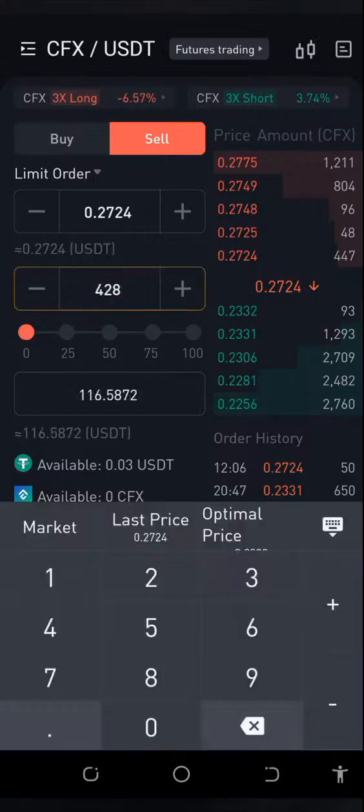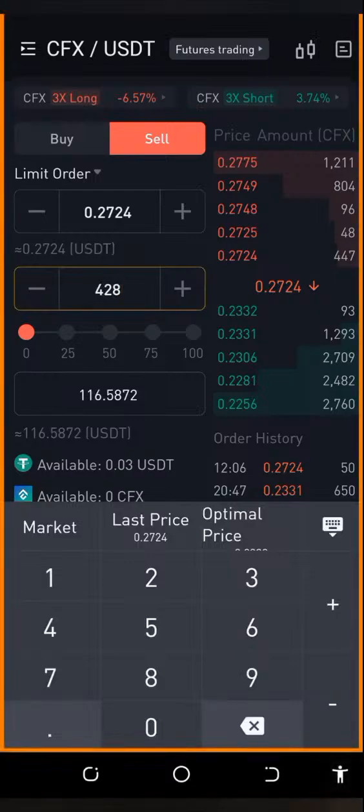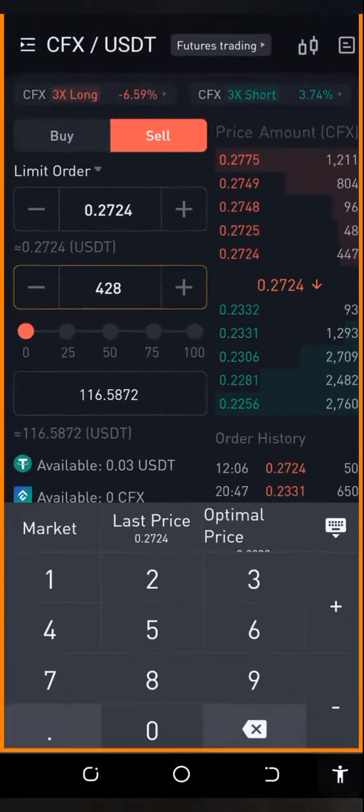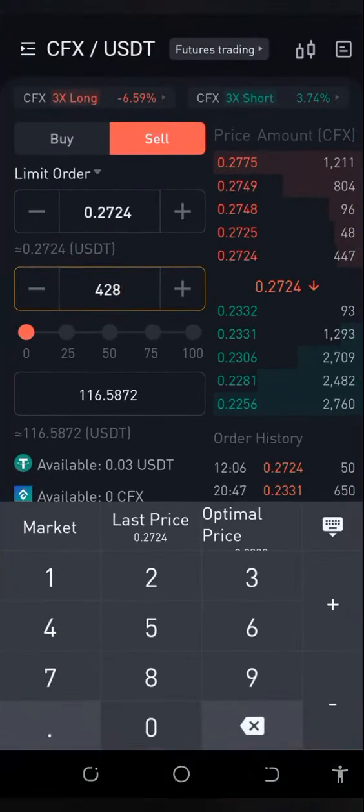We're selling. I told you. Can you see what we have? $116.58. This is going to be sweet, right? Let's see how this goes, okay? Let's keep our fingers crossed.